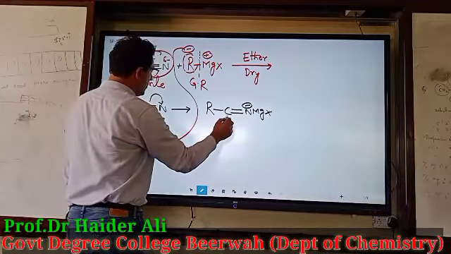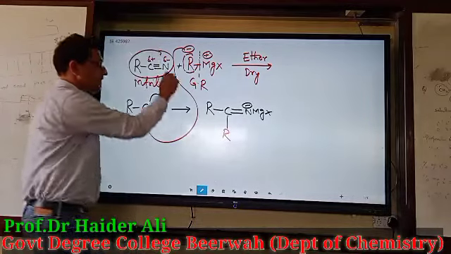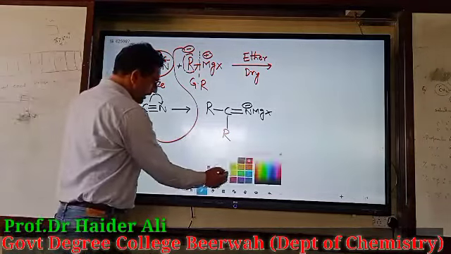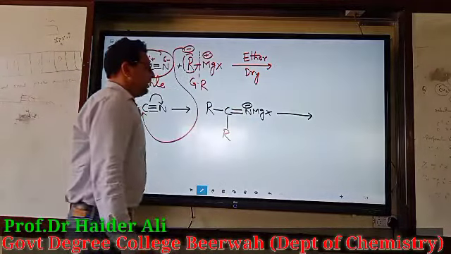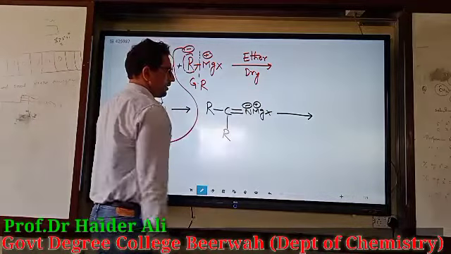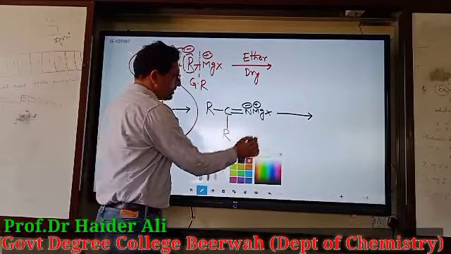And here what will happen? R. Where does this R come from? From Grignard's reagent. That's why I write it. Fine? Now in the next step what will happen? Now in the next step we are using water under acidic conditions.